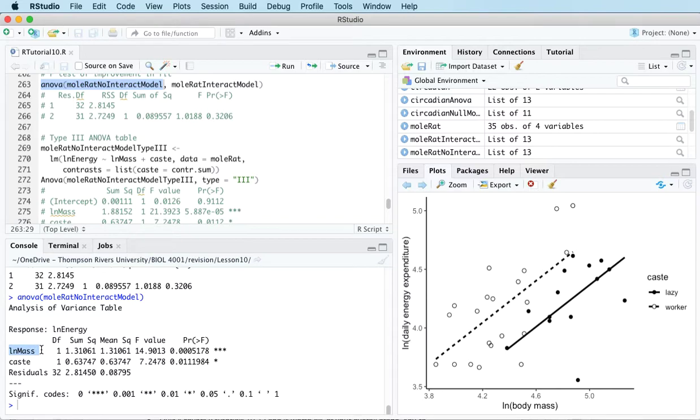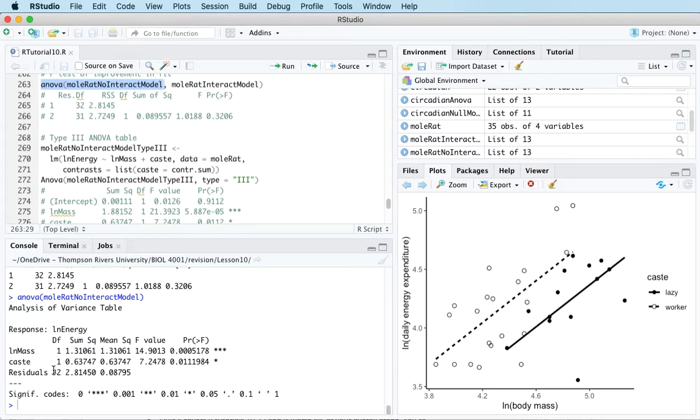So first of all, it fits a model with log mass, and then it fits a model with log mass and cast. If there was a third predictor here, the third step would be it would fit a model with the first predictor and the second predictor and the third predictor, and so on. So it's building up the model sequentially, and so each f statistic and corresponding p-value is looking at the effect of each predictor given that the predictors that come earlier in the sequence have already been fit to the model. And so that's not quite what we want to do here.